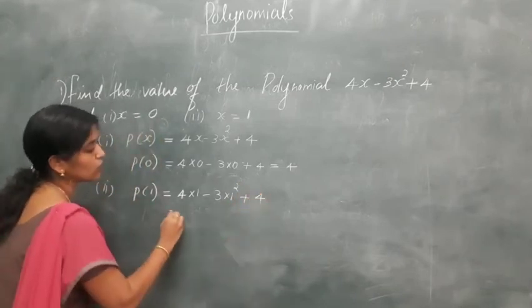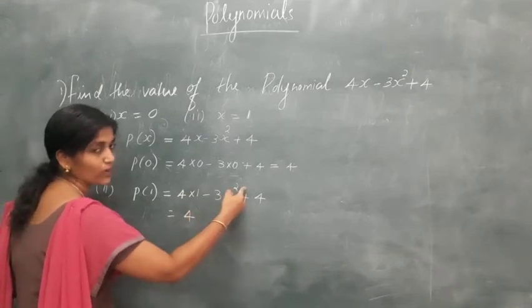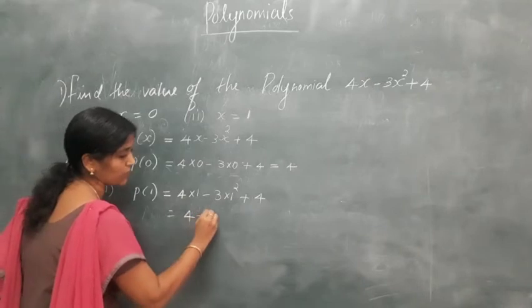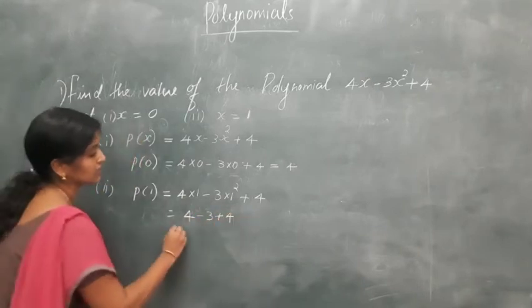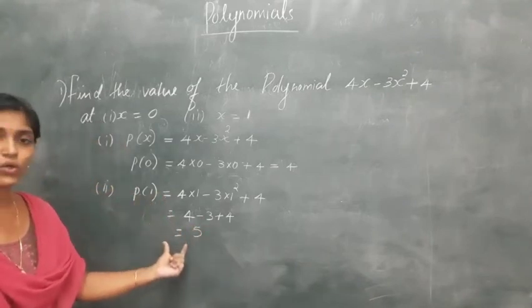Now this is equal to 4 into 1 is 4. 3 into 1 square. 1 square is again 1. So 3 into 1 is 3 extra. So minus 3 plus 4. So we get the answer, it is equal to 5. So p of 1 is equal to 5.